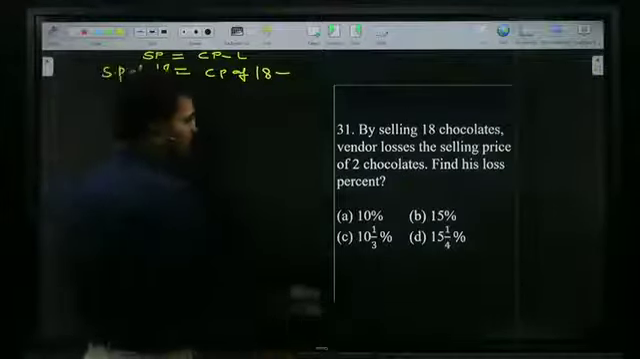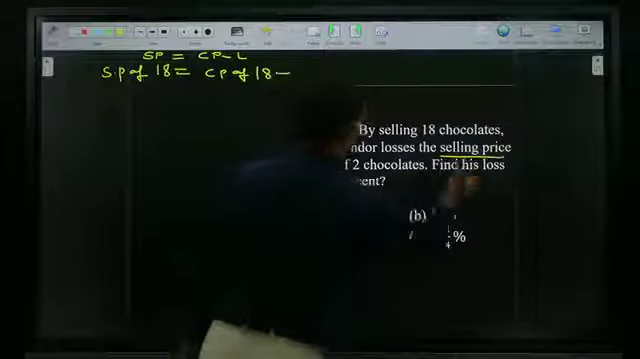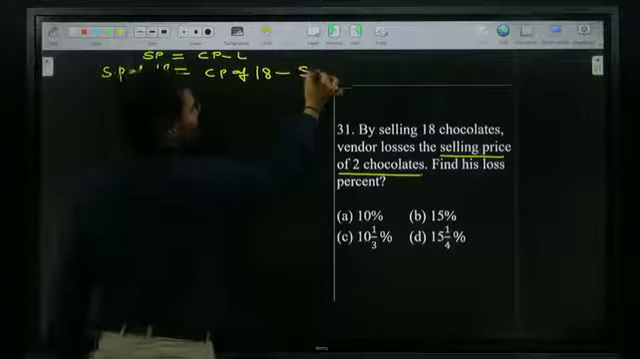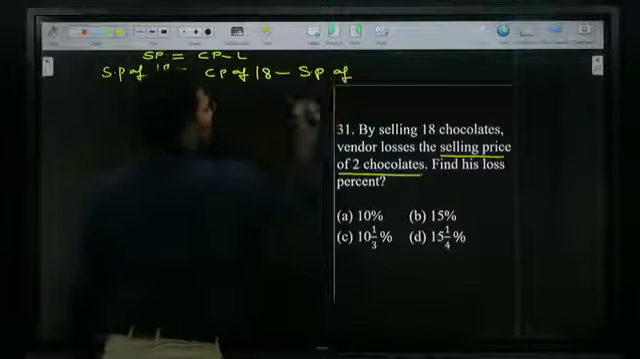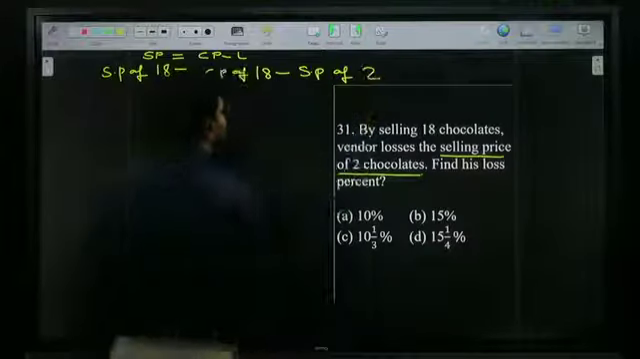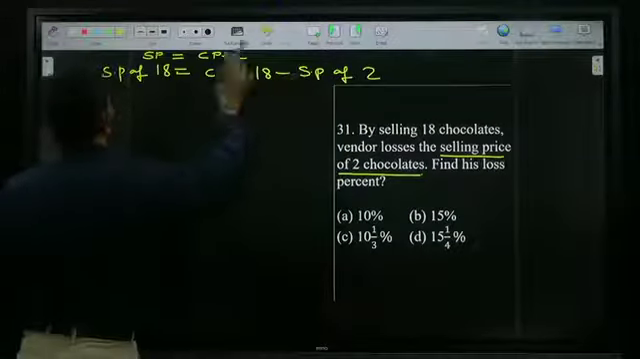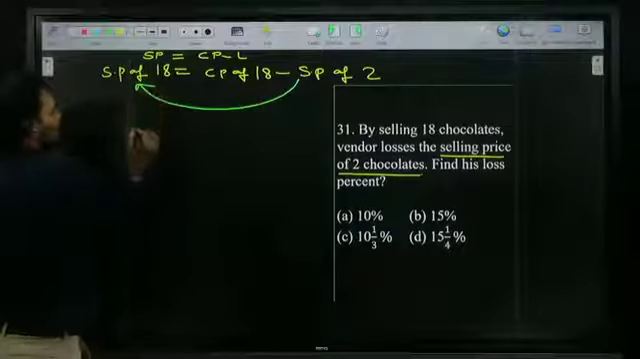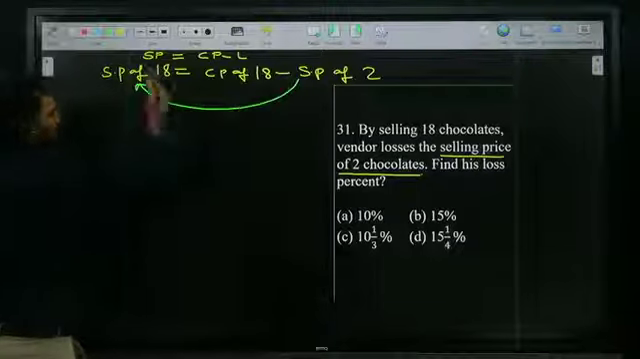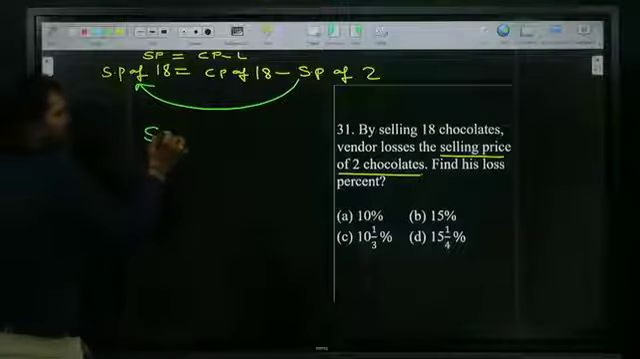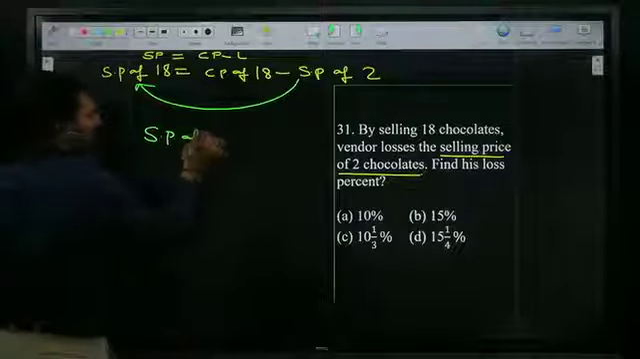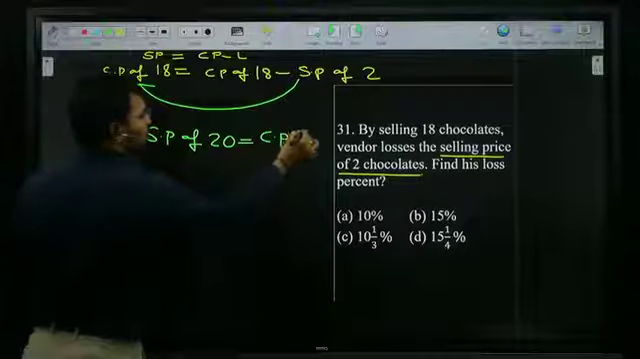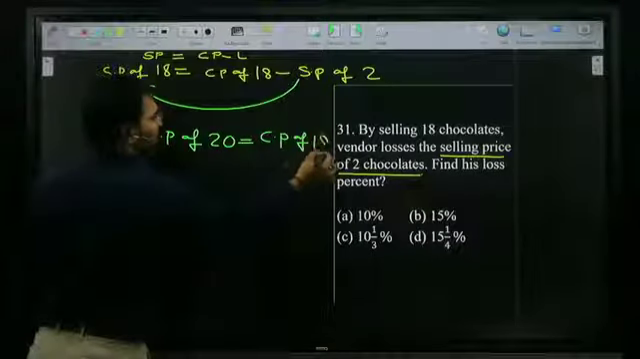How much loss? Loss will be equivalent to the selling price of 2 chocolates. This selling price of 2 chocolates comes to this side. It is minus, so it becomes plus. Therefore, selling price of 20 chocolates is equal to the cost price of 18 chocolates.